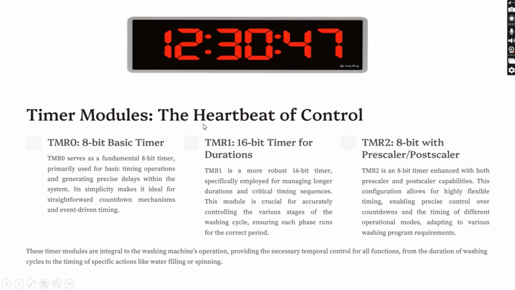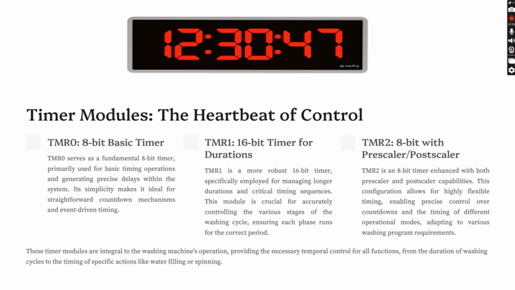Timer modules, the heartbeat of control. Timer 0, 8-bit basic timer. Timer 0 serves as a fundamental 8-bit timer, primarily used for basic timing operations and generating precise delays within the system. Its simplicity makes it ideal for straightforward counting mechanics and event-driven timing.